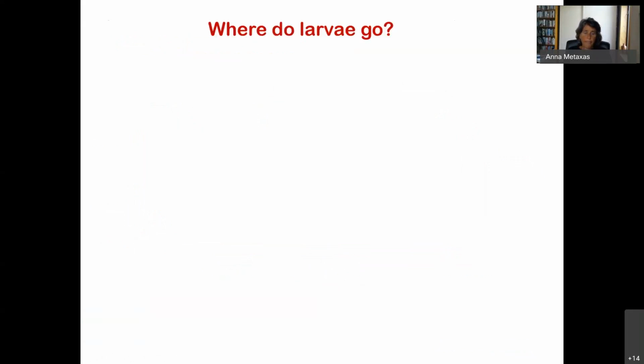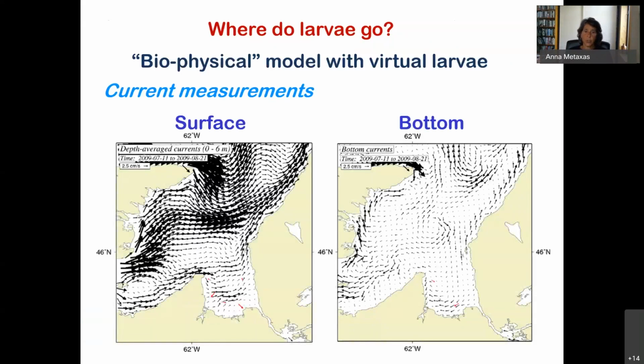So where do larvae go? How do we measure where larvae go? Larvae are small, they're transparent, they're very dilute. So it's not like you can track them. You can't say, here's a larva, I'm going to follow it and see where it goes from A. So the way we deal with this issue is we use what are called biophysical models.